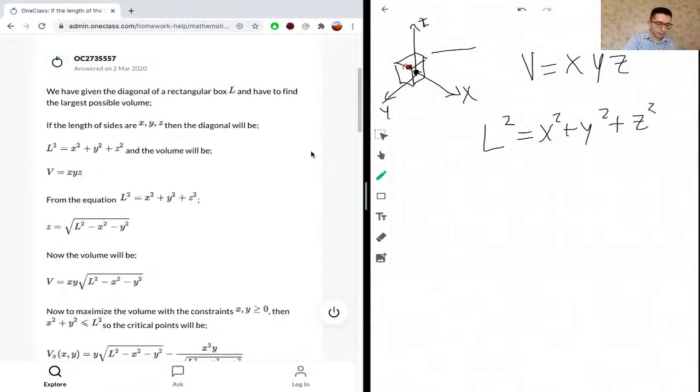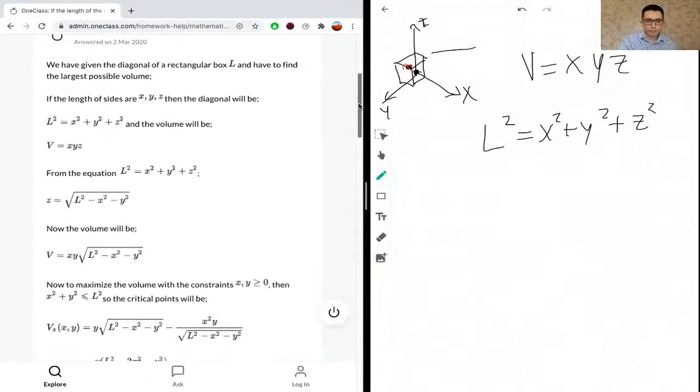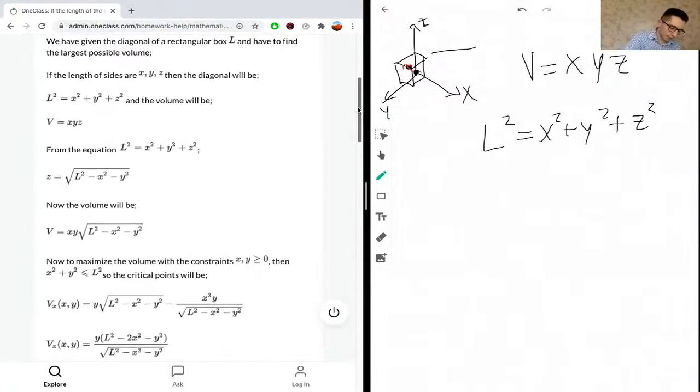So L could be any other point in a 3D coordinate system, and it would be in this format. L squared equals x squared plus y squared plus z squared. And that gives us the value of L if we take the square root of x squared plus y squared plus z squared. So here we can go one step further and say that L squared is equal to x squared plus y squared plus z squared.